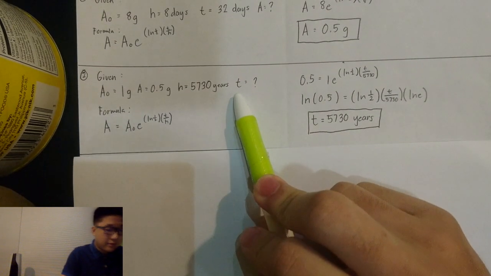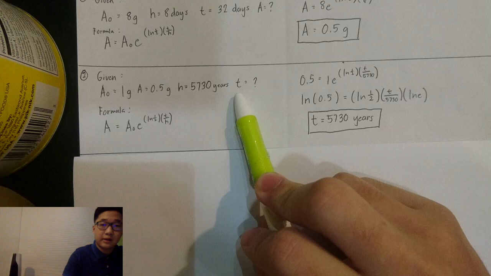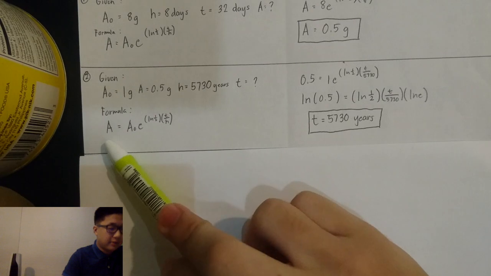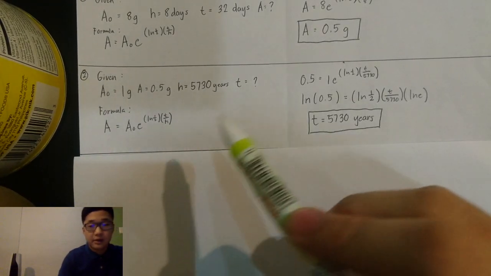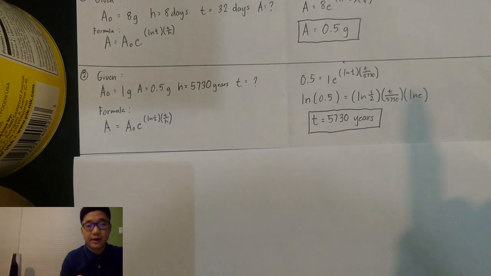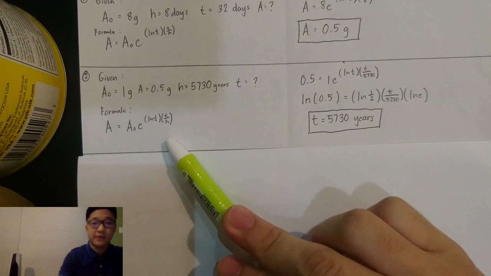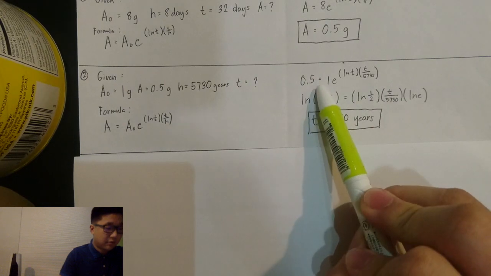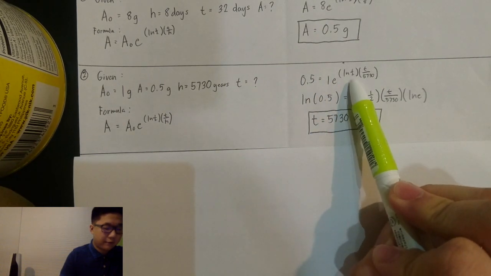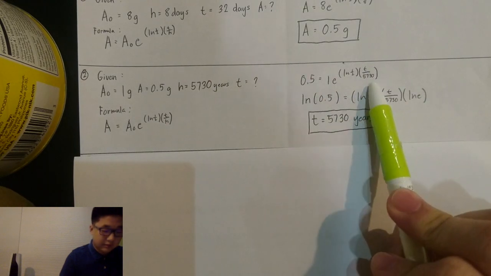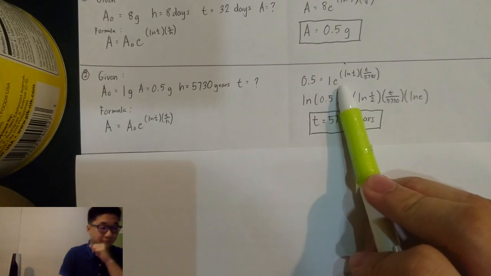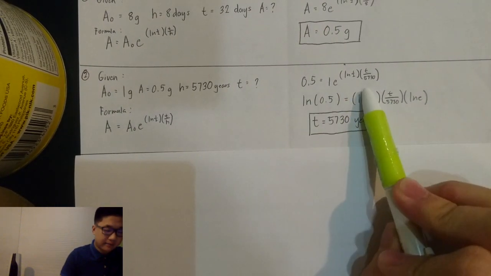So we are to find the age of the wood right now. Again, we use the formula A equals A sub O times e raised to ln 1/2 times T over H. So what we do is substitute the following values. We got 0.5 equals 1 times e raised to ln 1/2 times T all over 5,730, my bad. So what we first do is divide 1 by both sides.